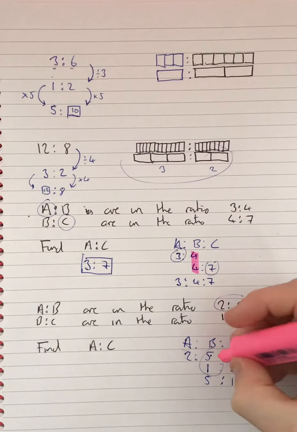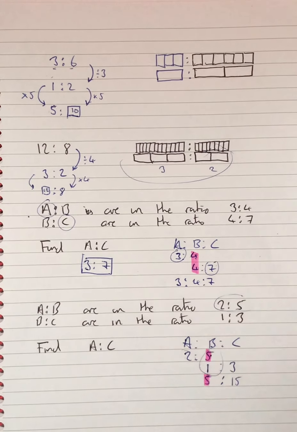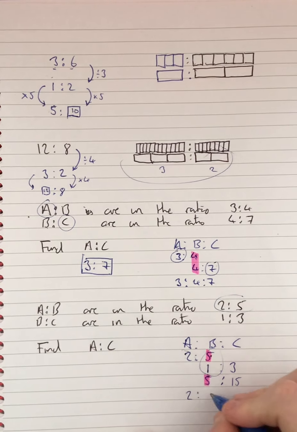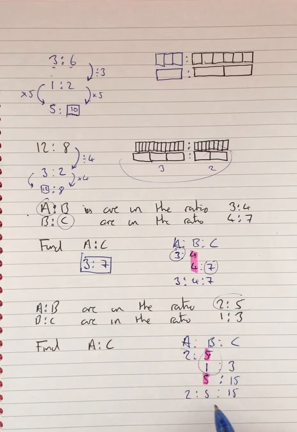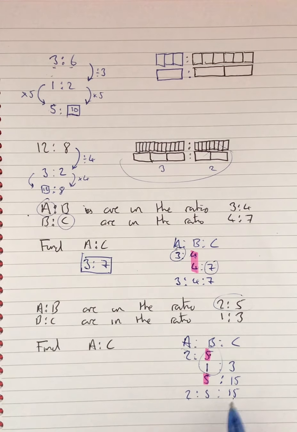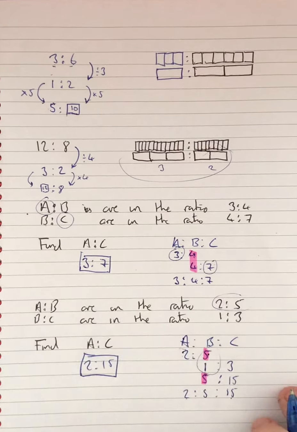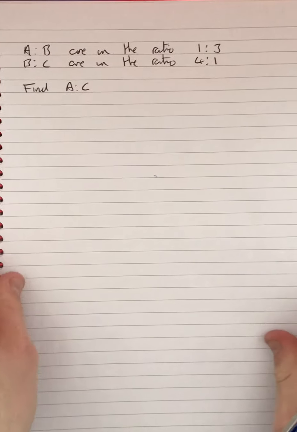Now, we've now got two ratios where the common part, B, has got the same amount of parts in both. So, 2 parts A to every 15 parts C. Okay, last example for this, guys.